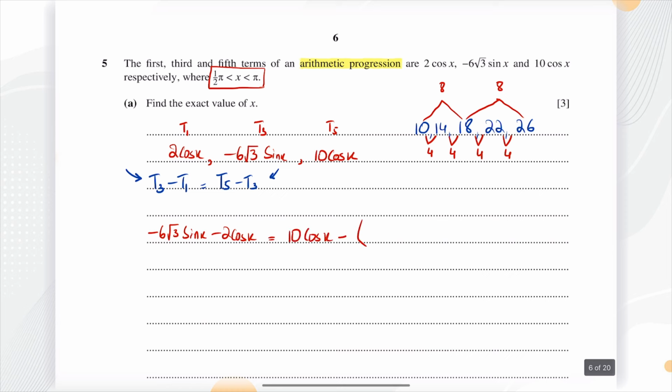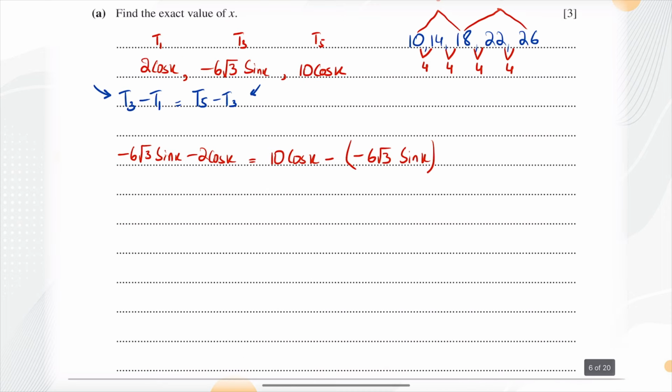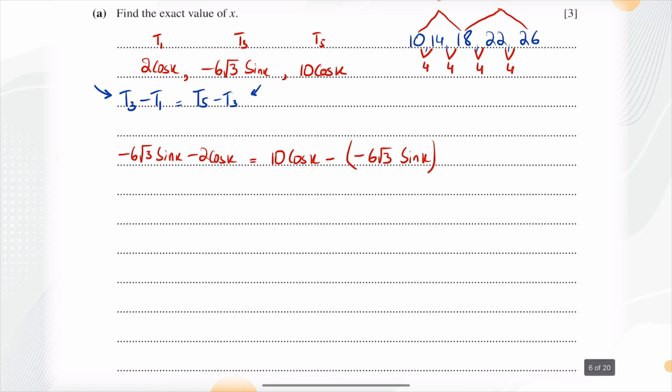Now be careful over here. Minus 6 under root 3 sine x. Now where do you think we're heading over here? We'll simplify it, no big deal, but where do you think we're headed? So basically we're heading towards a trigonometric equation. It's good to keep that in mind so that you're able to anticipate better.